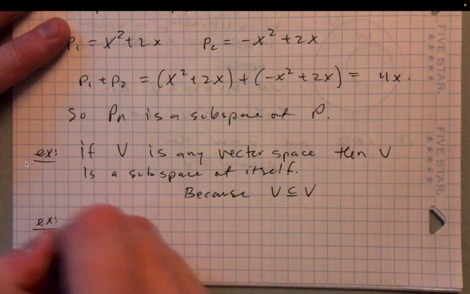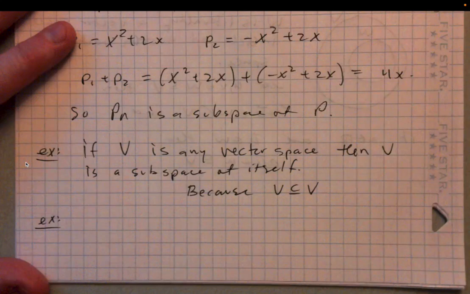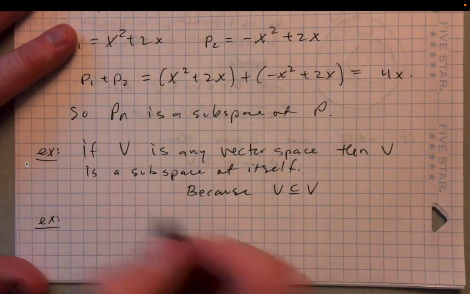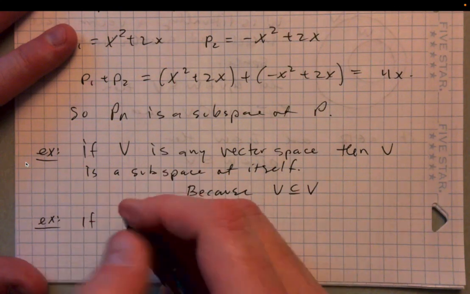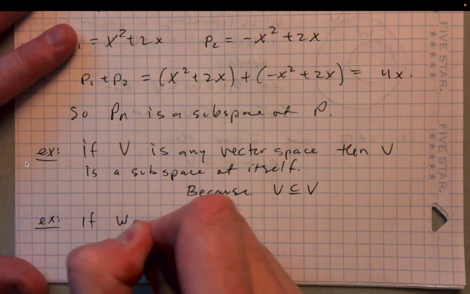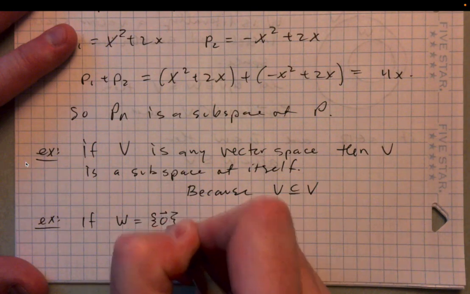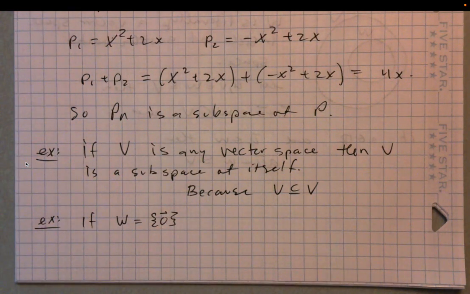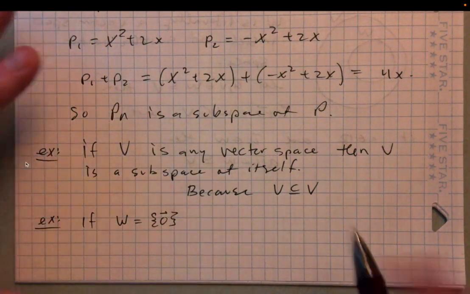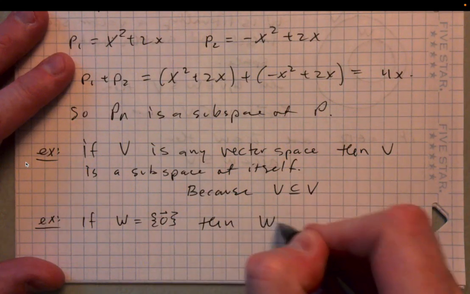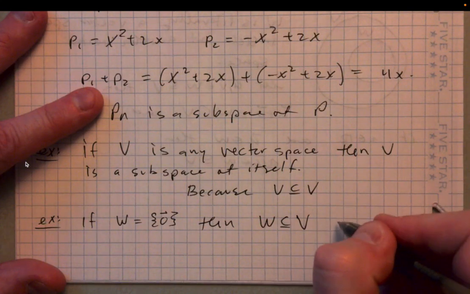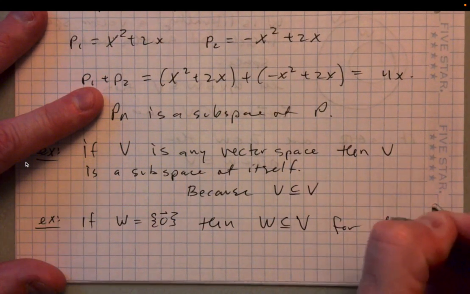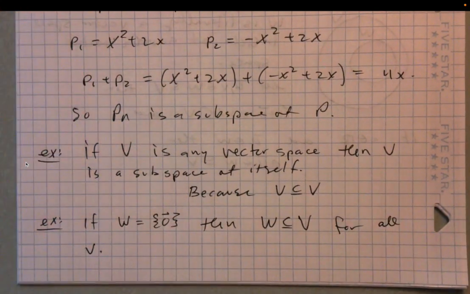Another one is the subspace zero, the zero vector alone. So if W is equal to the zero vector, we saw that was a vector space, then W is a subspace of all V. Okay, so this is called the trivial subspace.